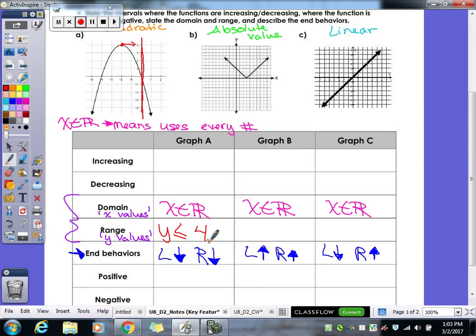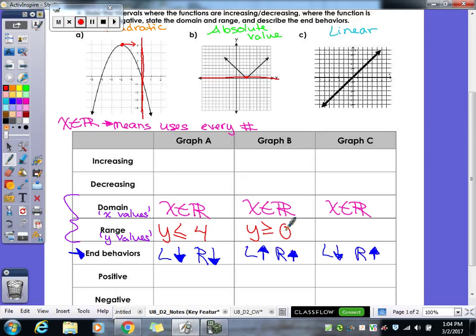Now if we look at our absolute value graph though, again, we've got a turning point here and everything is higher than that turning point. So which symbol do you think we would use this time if it's going up? Yeah, going down was less than, going up is going to be greater than. So y is greater than or equal to. What's our lowest y value? 0. When it's on the axes like that, it's a 0. So y is greater than or equal to 0.